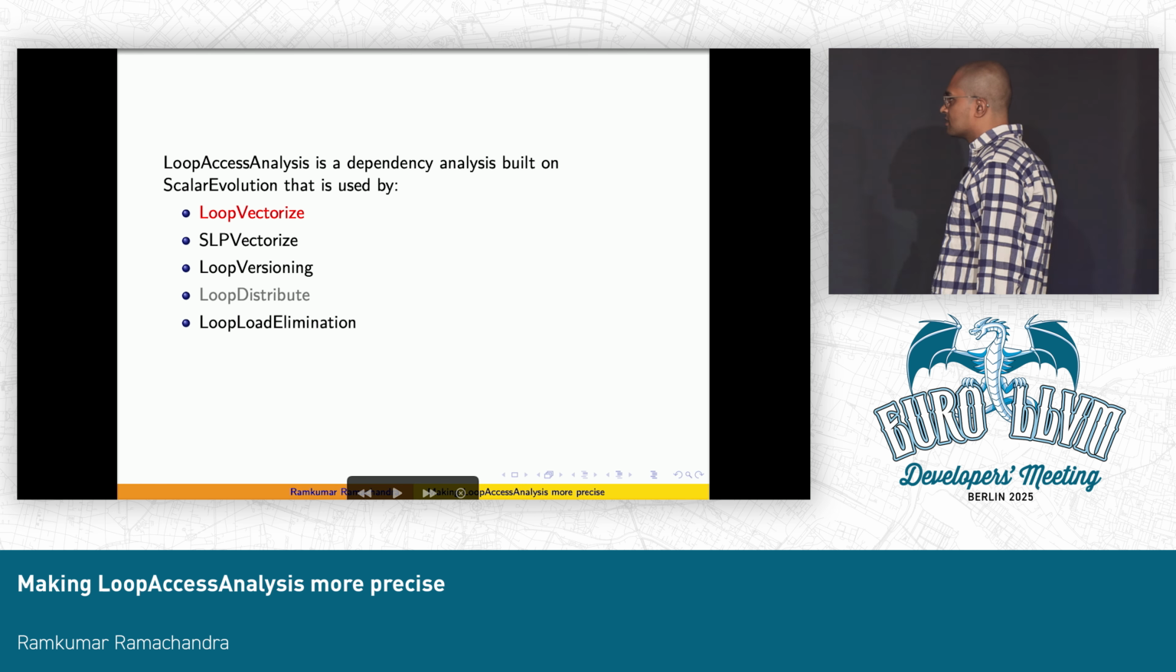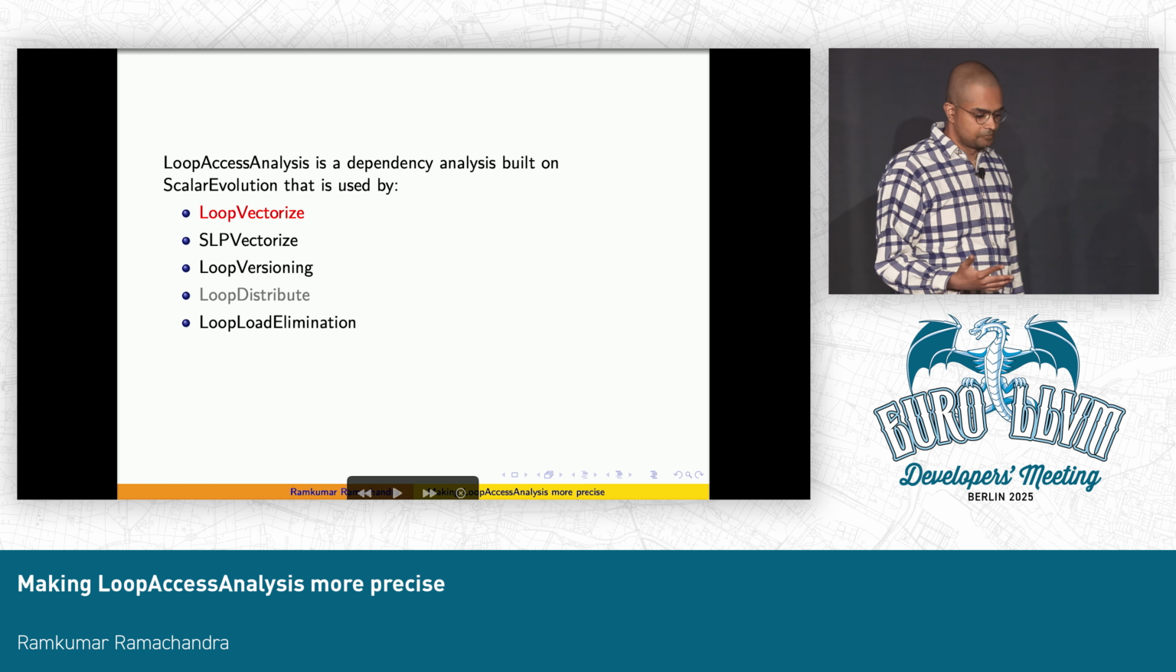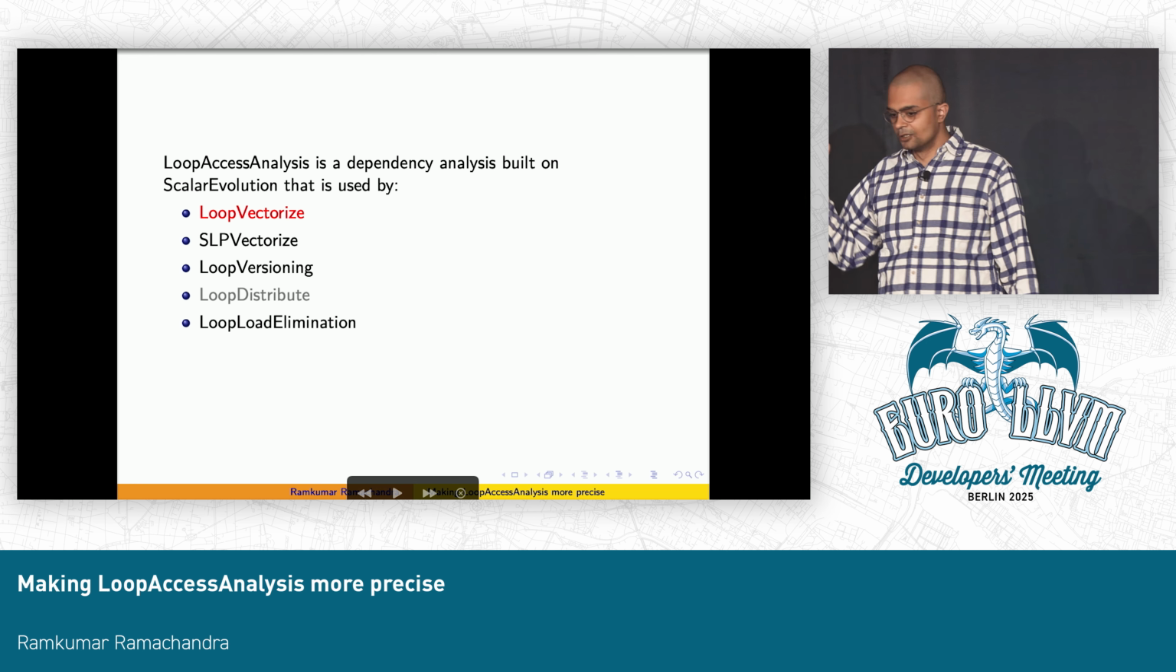Among the other users, there's also loop versioning, which I will talk about briefly. It versions the loop, so I will talk about what this versioning is. And there's loop load elimination, which uses the versioned loop per se. So these are the users, and of course there's loop distribute.